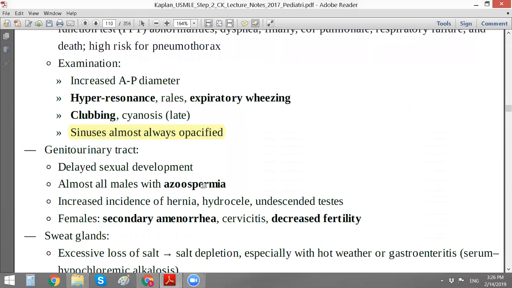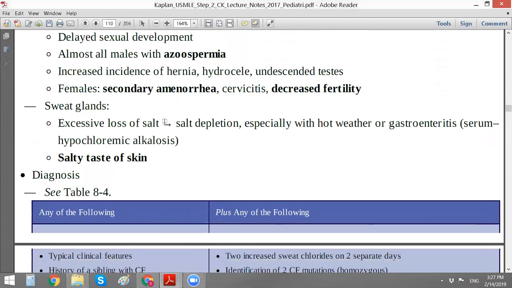Almost all males have azoospermia, with increased incidence of hernia, hydrocele, and undescended testes. Females have secondary amenorrhea and decreased fertility. In the sweat glands, there is excessive loss of salt, leading to salt depletion, especially with hot weather or gastroenteritis. So serum hypochloremic alkalosis, and a salty taste of skin.